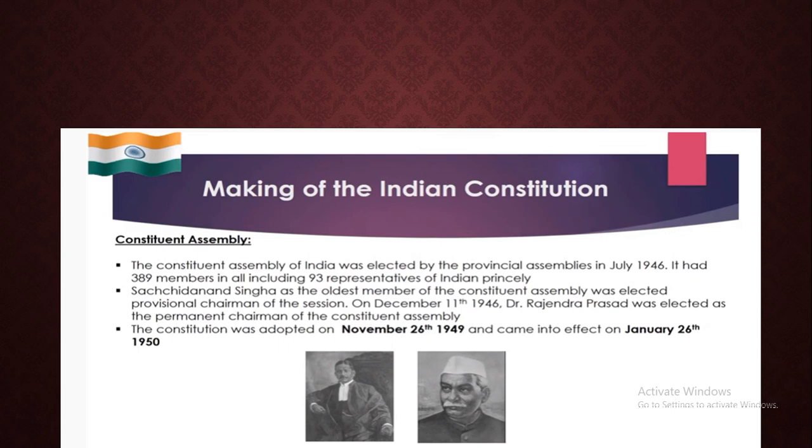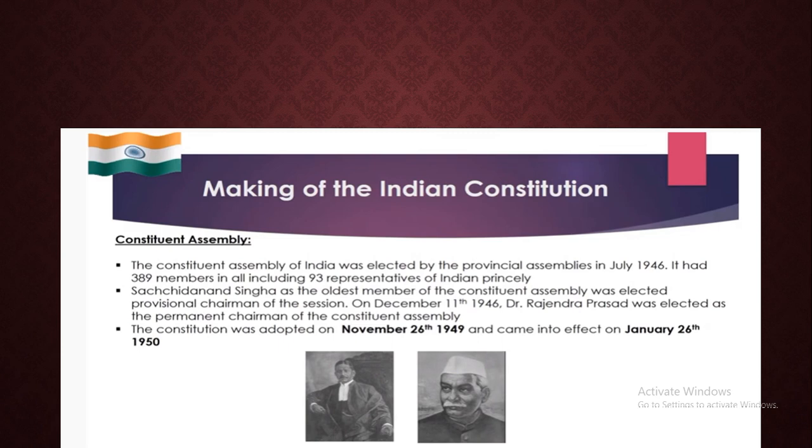And if we look at the making of the constitution, we know that the constitution of India was not framed by the British, but it was the Indians themselves who sat down in a constituent assembly and deliberated on the various important issues that the country needs to look into. So it was through this constituent assembly that the constitution of India was formulated. It was a constitution of the Indians and also made for the Indians themselves.